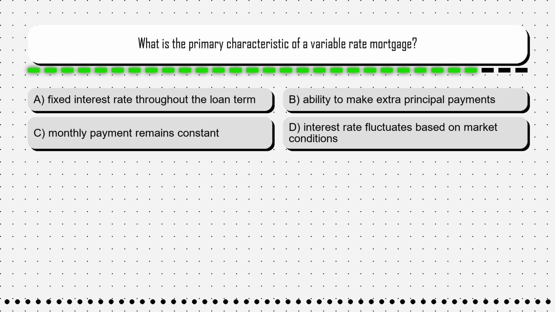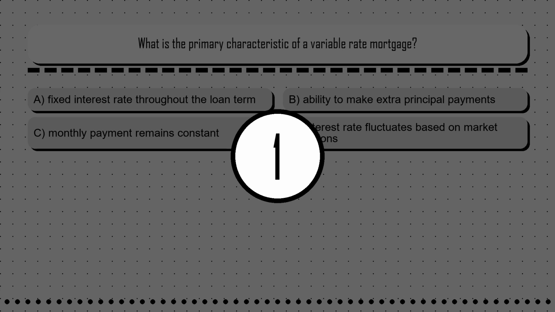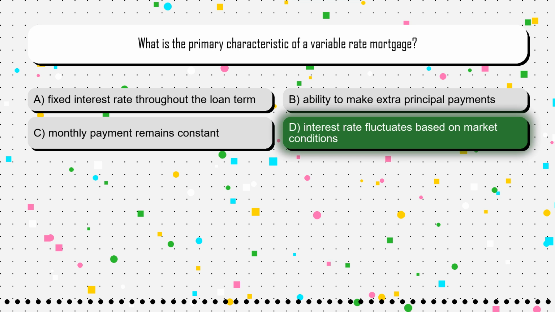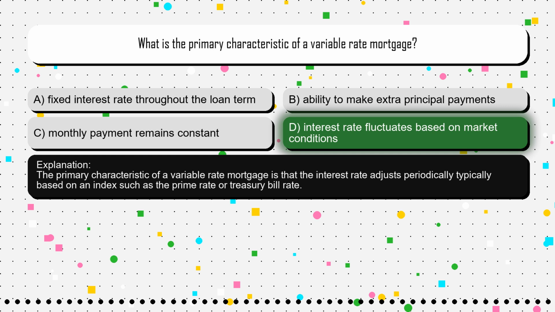Question 35. What is the primary characteristic of a variable rate mortgage? Option A, fixed interest rate throughout the loan term. Option B, the ability to make extra principal payments. Option C, monthly payment remains constant. Option D, the interest rate fluctuates based on market conditions. The correct answer is option D, interest rate fluctuates based on market conditions. The primary characteristic of a variable rate mortgage is that the interest rate adjusts periodically, typically based on an index such as the prime rate or treasury bill rate.